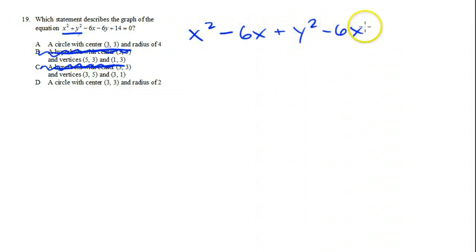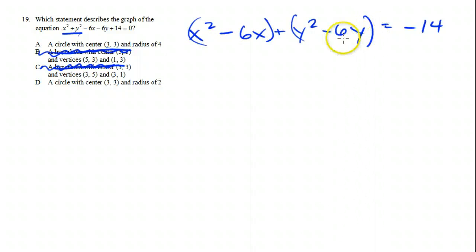So just by looking at the problem, I can eliminate at least B and C. Next, we want to put it in standard form. So to do that, we have to group the x's and y's, then move the number to the other side, and complete the square. So let's do that. So grouping the x squared with the other x, and then we have the y squared and the y. Then we can move that negative 14 here, because we're going to subtract 14 on both sides. And that's our first step, is to group.